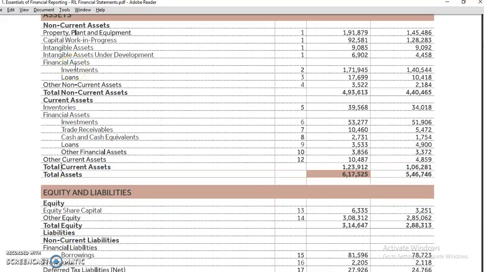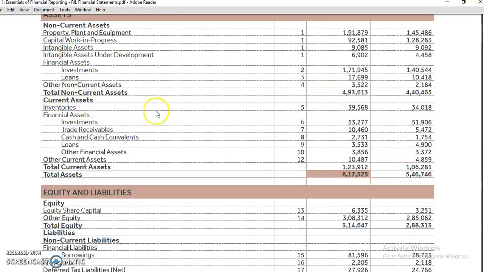Financial assets are long-term investments or long-term loans that the company has given. Here you can see that Reliance has made total investments nearly equal to their property, plant and equipment, and we will look into the details of those investments in a bit. Then you have total other non-current assets. Here you will see the details of these non-current assets in note 4. We will be looking at it as well.